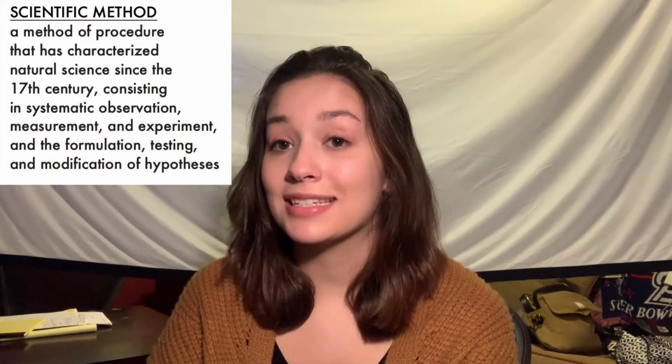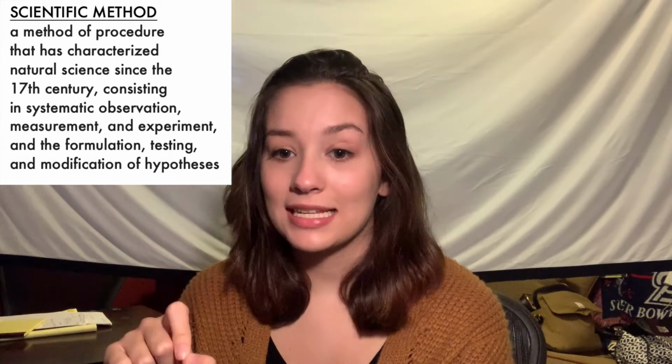The scientific method is a method of procedure that has characterized natural science since the 17th century. It consists of systematic observation, measurement, and experiment, and the formulation, testing, and modification of a hypothesis. Today we're going to be looking at what all of those different parts mean and applying it to an example science project.